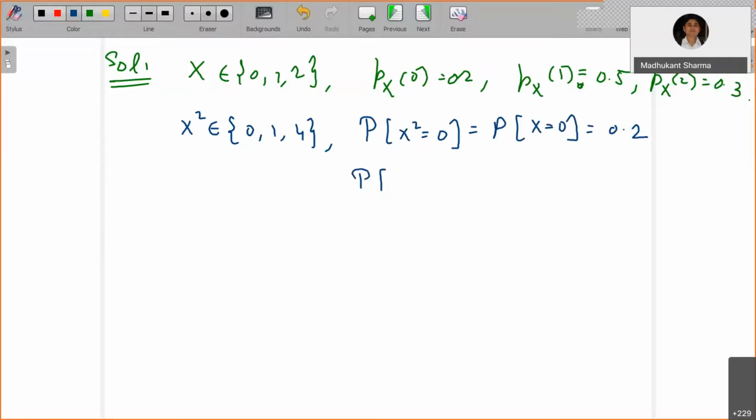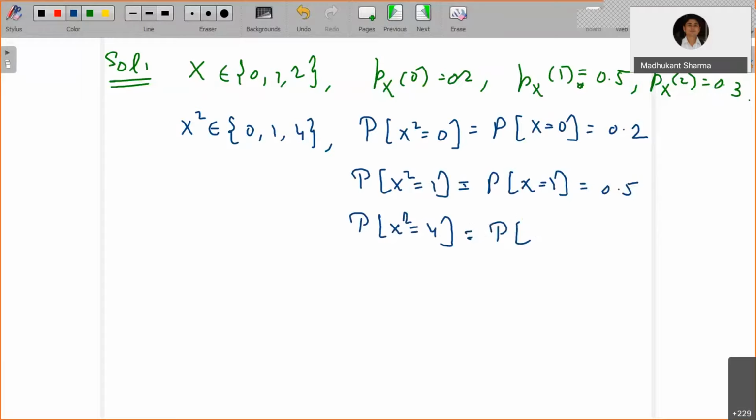What is the probability that x square equals 1? Now see, x square can be 1. There are two things, either x could be minus 1 or plus 1, but x cannot be minus 1 because x can only take positive values. So the only possibility is the probability of x equals 1. So that's going to be 0.5. Now, what is the probability of x square equals 4? Similarly, that's going to be the probability of x equals 2. Why? Because x square is 4 only when x equals 2. x equals minus 2 will be struck off because x cannot take negative values. So that's going to be 0.3.